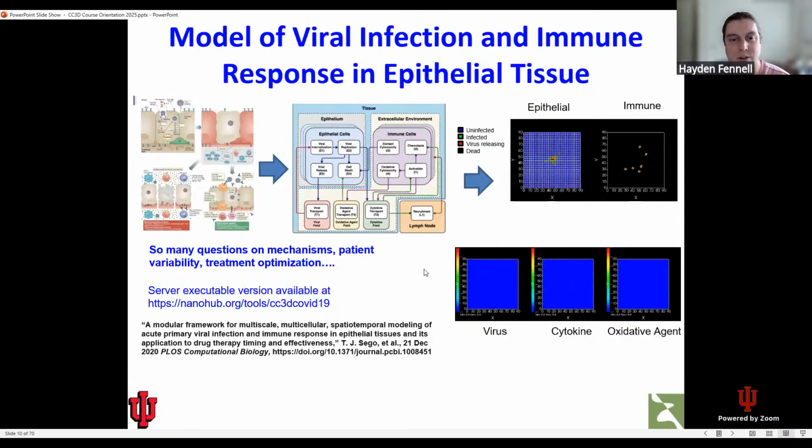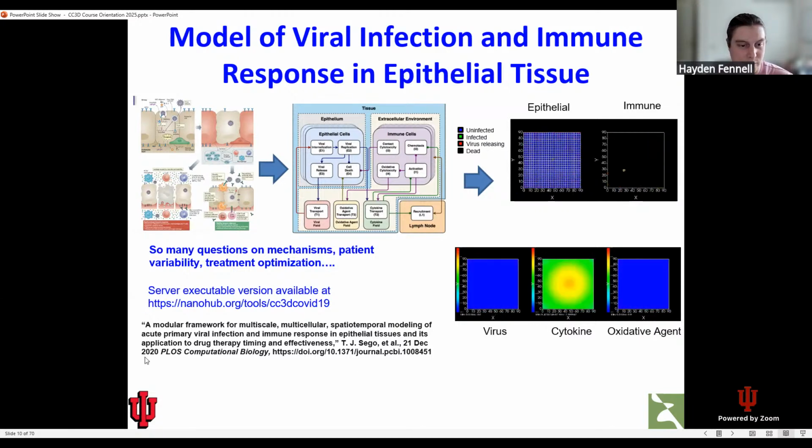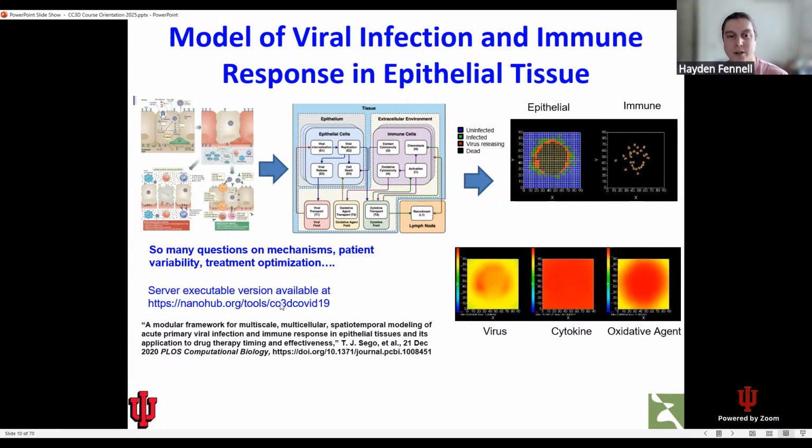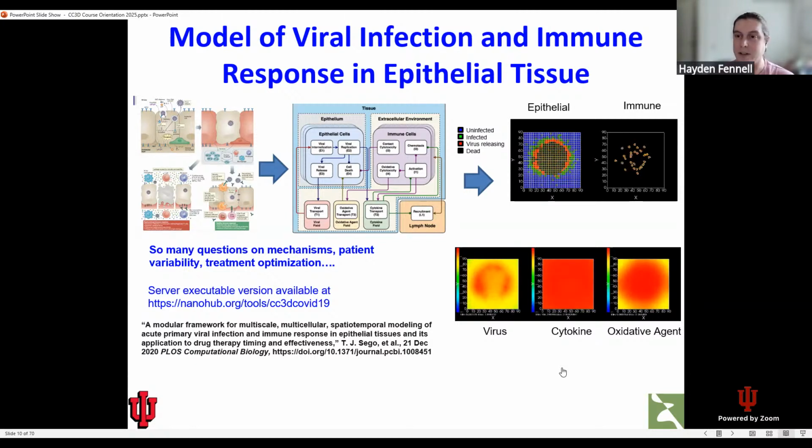Not going to get too deep into this one because it's a little bit complicated, but you can see that during the COVID era, although CompuCell has been used to study infection in the past, it definitely saw an increase during the COVID period. This is a study on viral infection and immune response in epithelial tissue, which you can read more about with the link here. We actually have an executable version of this on nanohub.org. If you want to follow this link later, there's a one-button simulation where you can just run it in your browser and take a look at how the simulation works.